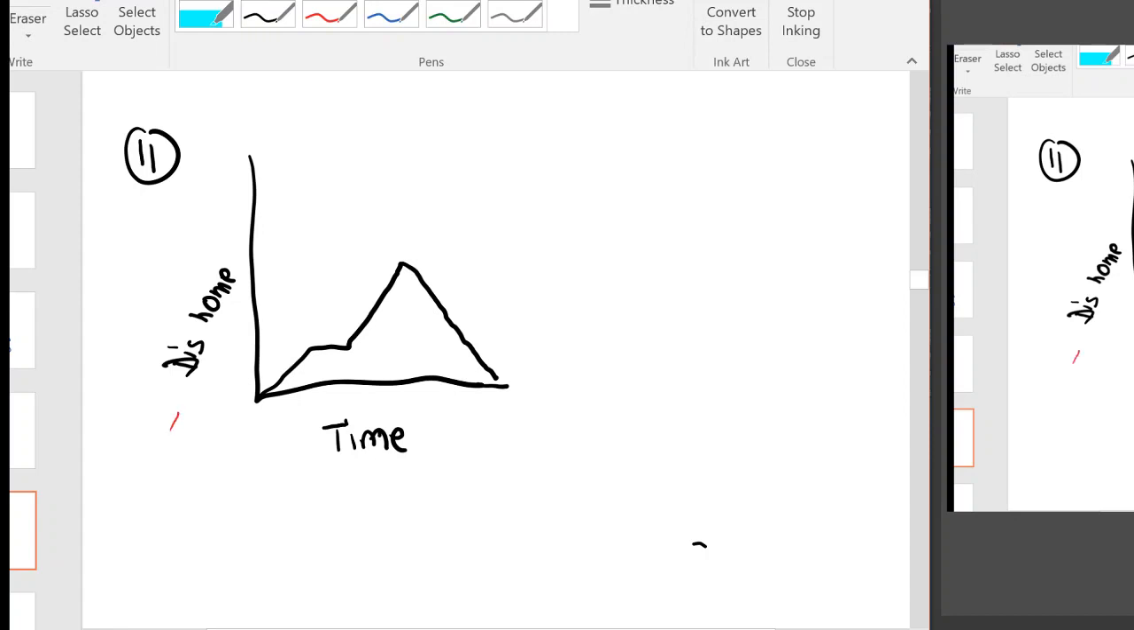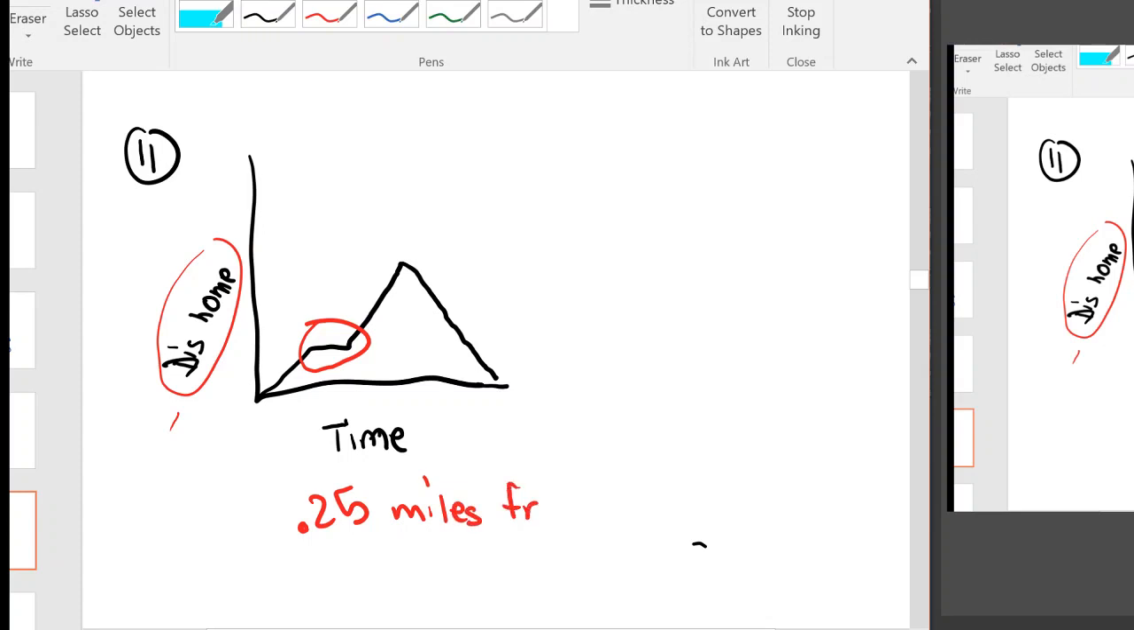Remember, this side, if it's going up or down, that's a distance. Time is on your x-axis, distance is on your y-axis. The only time the distance does not move is right here. The time still goes by, because time doesn't stand still, but the distance does stay still, and that happens at 0.25 miles from home. Okay.